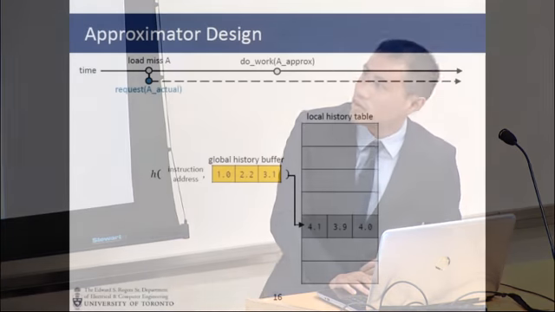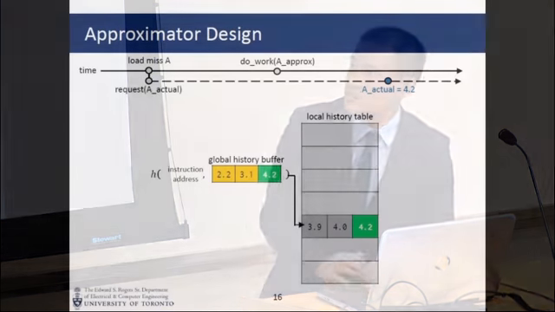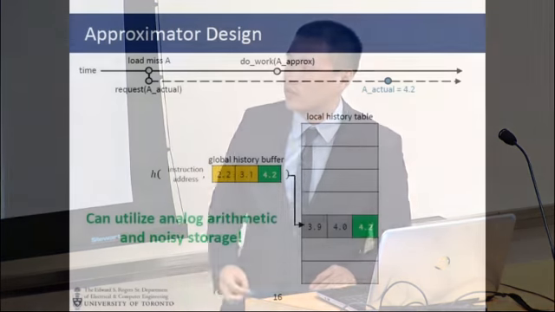Now, off the critical path, we could request the actual value of A, and when it finally arrives, it's a simple matter of pushing this into the history buffers. So it's a very simple form of training and learning. And this is only a simple example. There are many different ways you could, for example, encode the hash function that indexes, and many different ways that you could extrapolate and interpolate the values. We found that there are very simple solutions to minimize the complexity of the hardware.